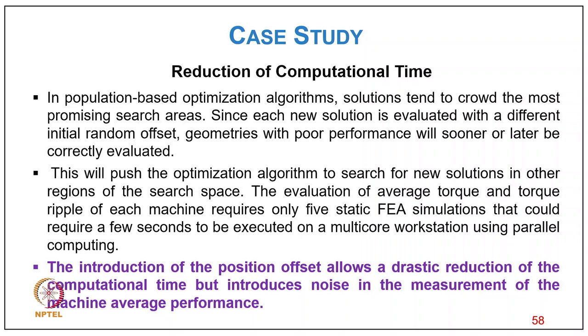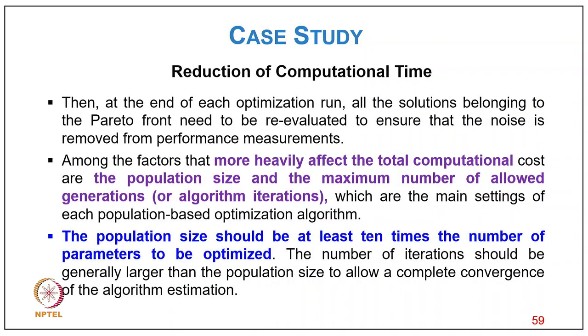In population based optimization algorithms, solutions tend to crowd into the most promising search area. Since each solution is evaluated with a different initial random offset, geometries with poor performance will sooner or later be correctly evaluated, and this will push the optimization algorithm to search for new solutions in other regions of the search space. So the evaluation of average torque and torque ripple of each machine requires only 5 static finite element analysis simulations, which could require a few seconds to be executed on a multi-core workstation using parallel computing. The introduction of the position offset allows a drastic reduction of the computational time, but introduces noise in the measurement of the machine average performance. So at the end of each optimization run, all the solutions belonging to the Pareto front need to be reevaluated to ensure that the noise is removed from the performance measurement.